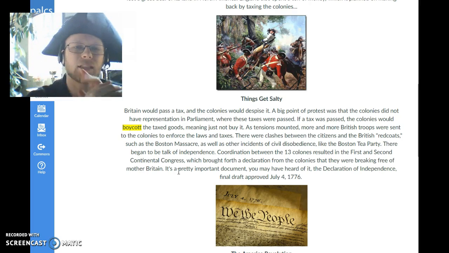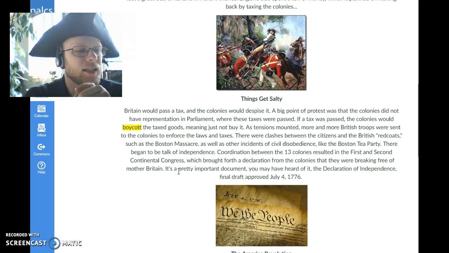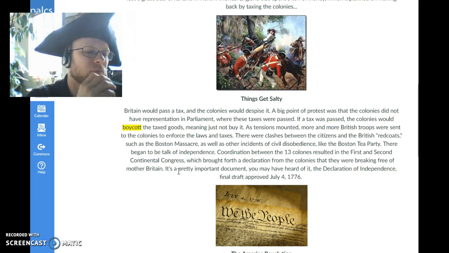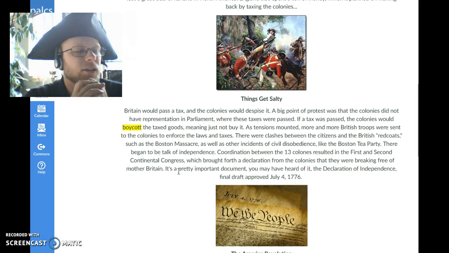So if a tax was passed, the colonies would essentially boycott that taxed good. So say they taxed tea or something like that, they just wouldn't buy any of that.